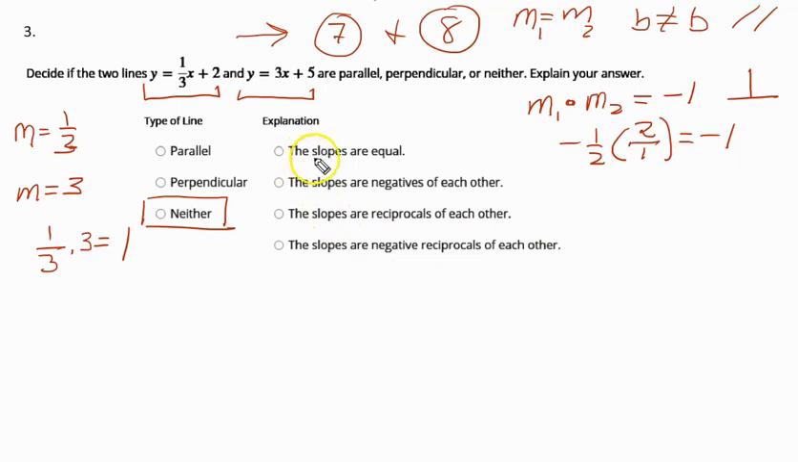And let's just look at the choices. The slopes are equal. No. The slopes are the negative of each other. No. The slopes are the reciprocal of each other. And it would be this one. Now, the reciprocal of each other does not make it perpendicular. This would have made it perpendicular. The slopes are the negative reciprocal of each other.